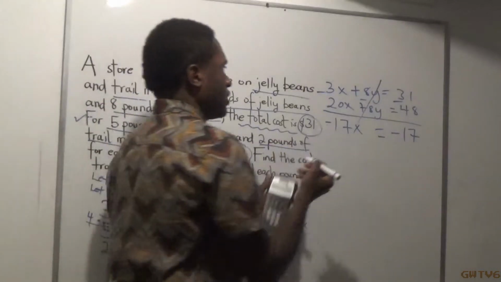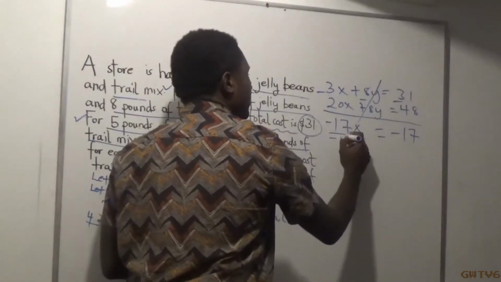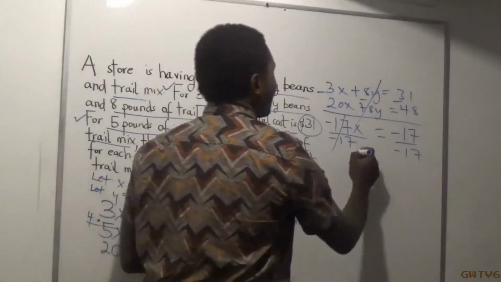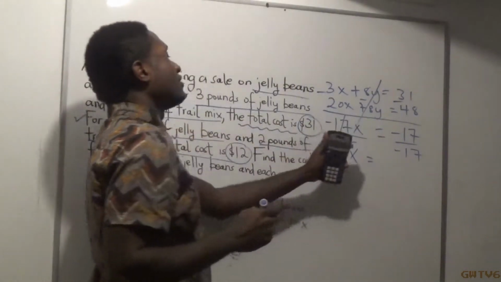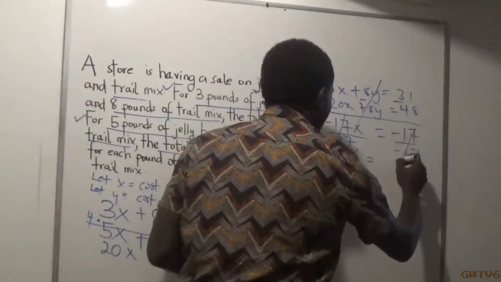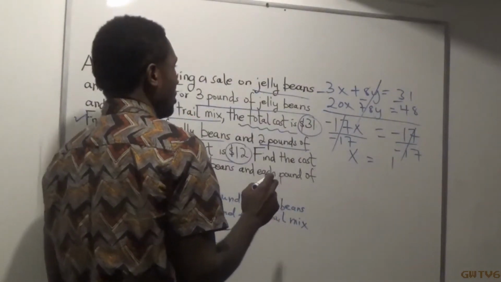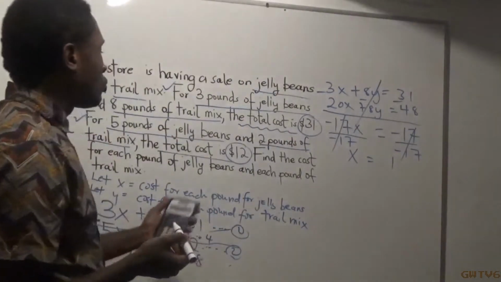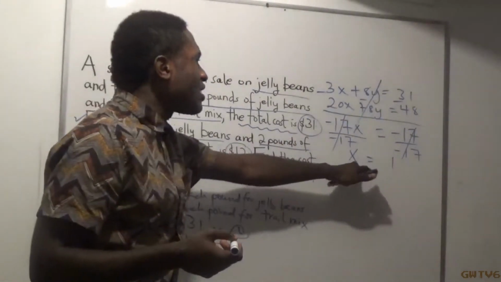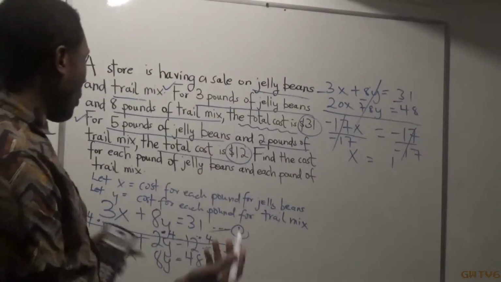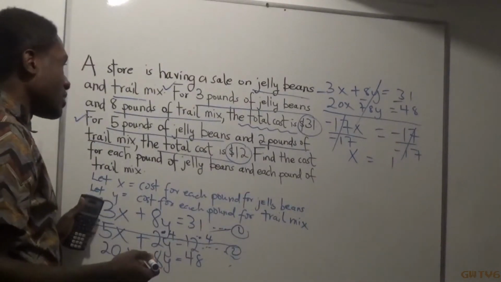And we're solving for x, so we're just going to divide both sides by negative 17, right? This cancels out, so now I have my x by itself equals negative 17 divided by negative 17. That would just be 1. So my x is 1. So I have to get my y. So to get a y, I can just plug this x into any of these equations and solve for the y. So let's say I pick the first equation.